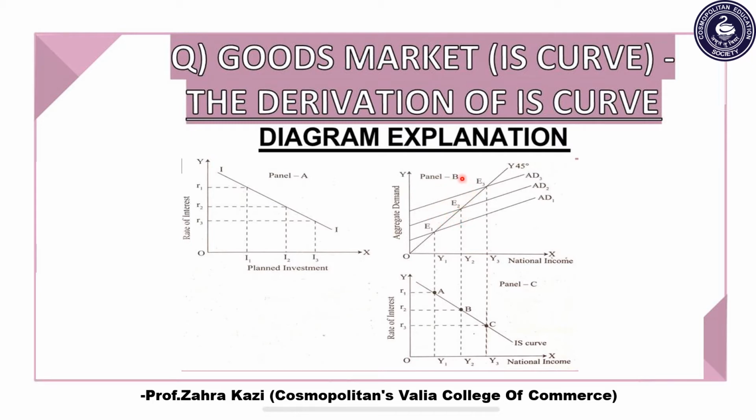Further, the same process repeats if the rate of interest falls further from R2 to R3. Again, the aggregate demand curve shifts upward, and then we have new equilibrium point E3. Thus, the goods market is in equilibrium at point E3.